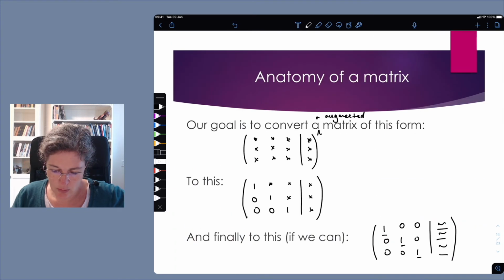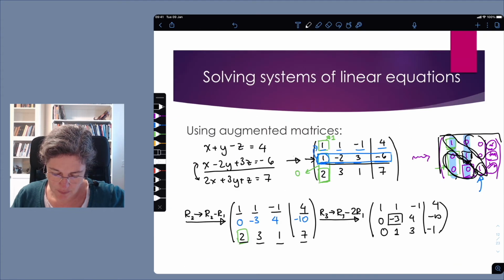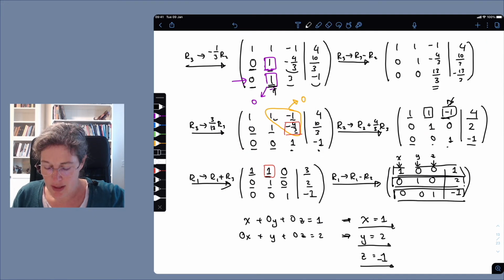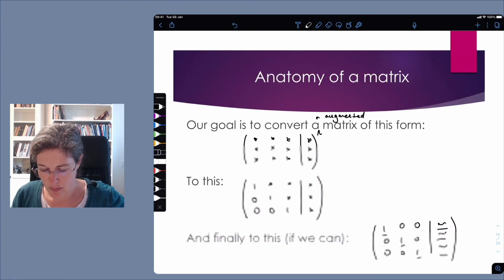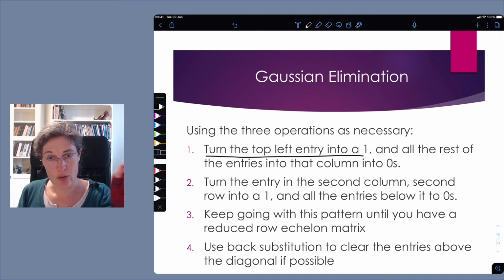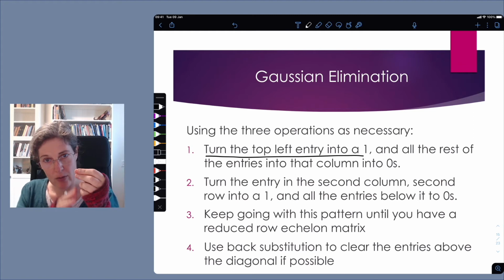If you look, that's what we did up here. The first thing we did was turn this into a 1. Well, we didn't actually have to do anything because it was already a 1. And then the next steps turned everything below it into a 0. Then you move on to the second column. The second column, second row, becomes a 1, whatever you have to do, and everything below that you turn into zeros.